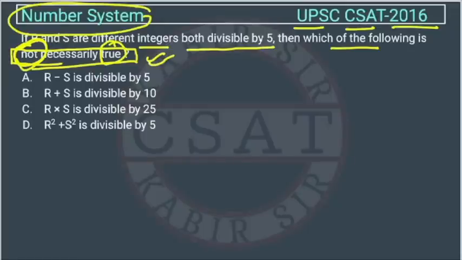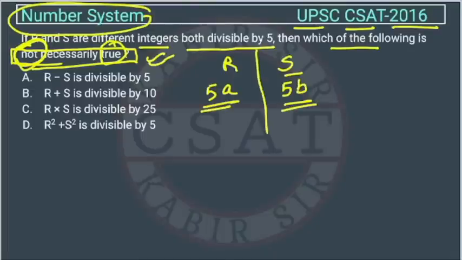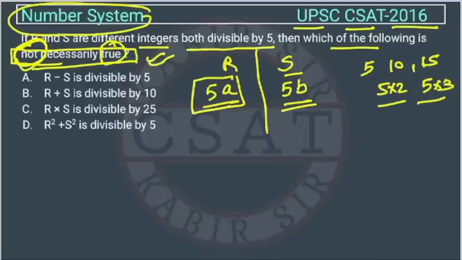See, the question is saying there are two integers R and S, right? They both are divisible by 5, so we can write them like 5a and 5b, because both are different integers. Can we write them like this or not? Because they are divisible by 5. See, any number you take which is divisible by 5, we can write in this form. You take any number, so this will become 5 into 2, this will become 5 into 3. Even this number we can write as 5 into 1. So we can write them like this.